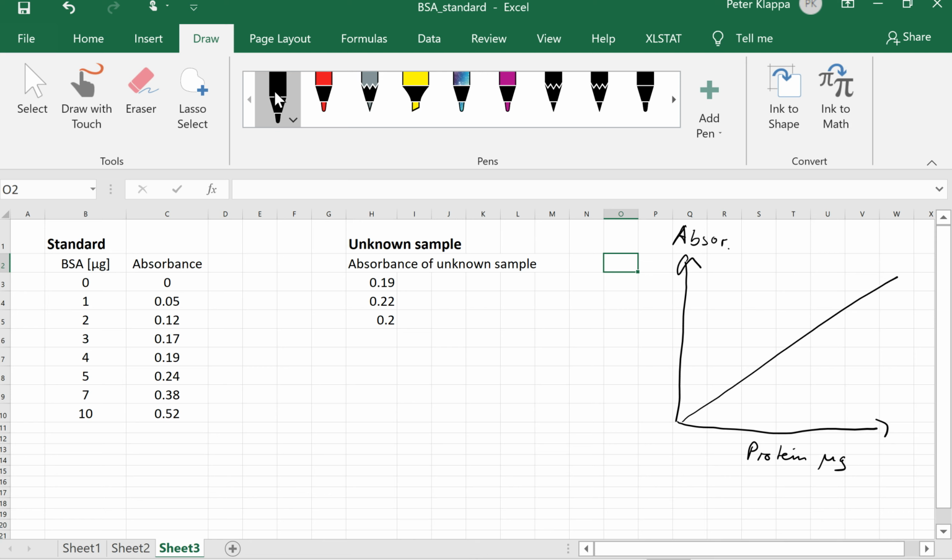And now we can say we have an absorbance of our unknown samples. So here is the absorbance that we get from our unknown sample. So unknown. And all we need to do really is we follow our unknown sample, and where it hits the standard curve, we can see that this value here would be the protein amount in our unknown sample.